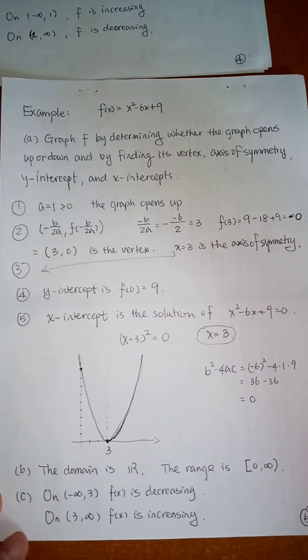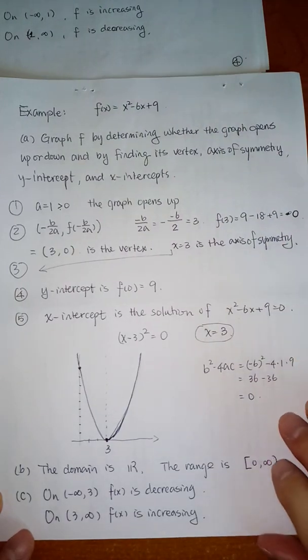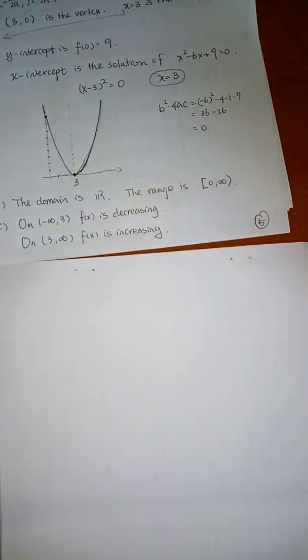In the last example, we had a positive discriminant, so you have two roots, two x-intercepts. The graph crosses the x-axis. In this example, the discriminant b squared minus 4ac is equal to 0, there's only one x-intercept. The graph touches the x-axis. And in the next example, we will see what happens if the discriminant is negative.